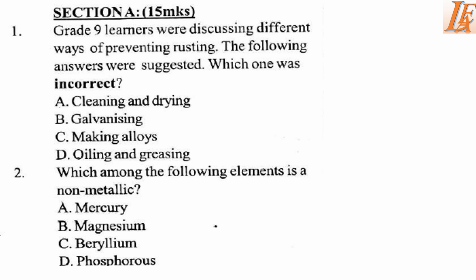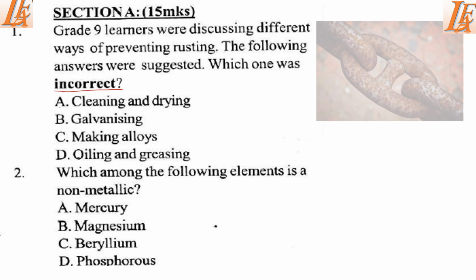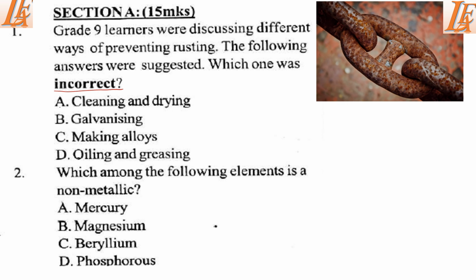The first question: grade 9 learners were discussing different ways of preventing rusting, and the following answers were suggested. Which one was incorrect? In this case, we are supposed to identify a method which is not a way of preventing rusting. But before we look at the options given, let's first look at what rusting is. Rusting is a process where iron metal reacts with oxygen and water to produce a brown substance which we call rust, and the chemical name of rust is hydrated iron(III) oxide.